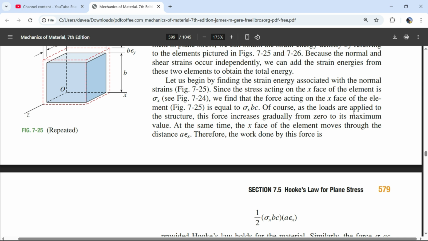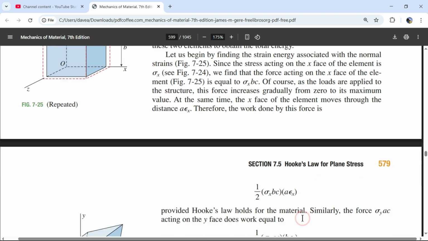Of course, as the loads are applied to the structure, this force increases gradually from 0 to its maximum value. At the same time, the x face of the element moves through the distance epsilon x a. Therefore, the work done is going to be the average force times that distance. So here is the force, max. The average is divided by 2. There's that distance. And booyah.